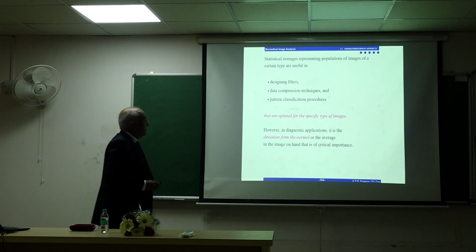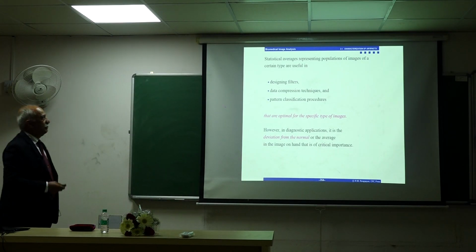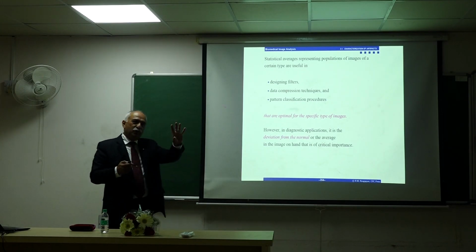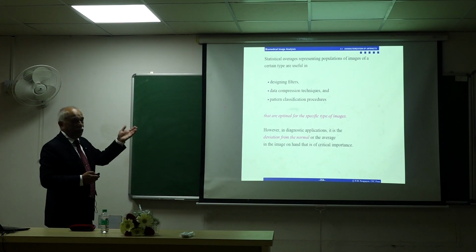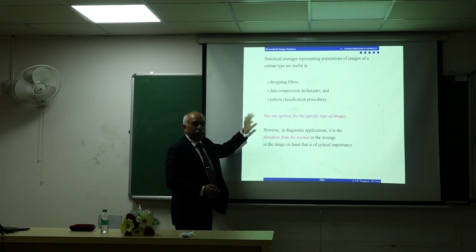So statistical averages representing populations of images of a certain type are useful in designing filters. Which filter is most suitable for that kind of image? Also data compression techniques, and pattern classification procedures that are optimal for that specific type of images.